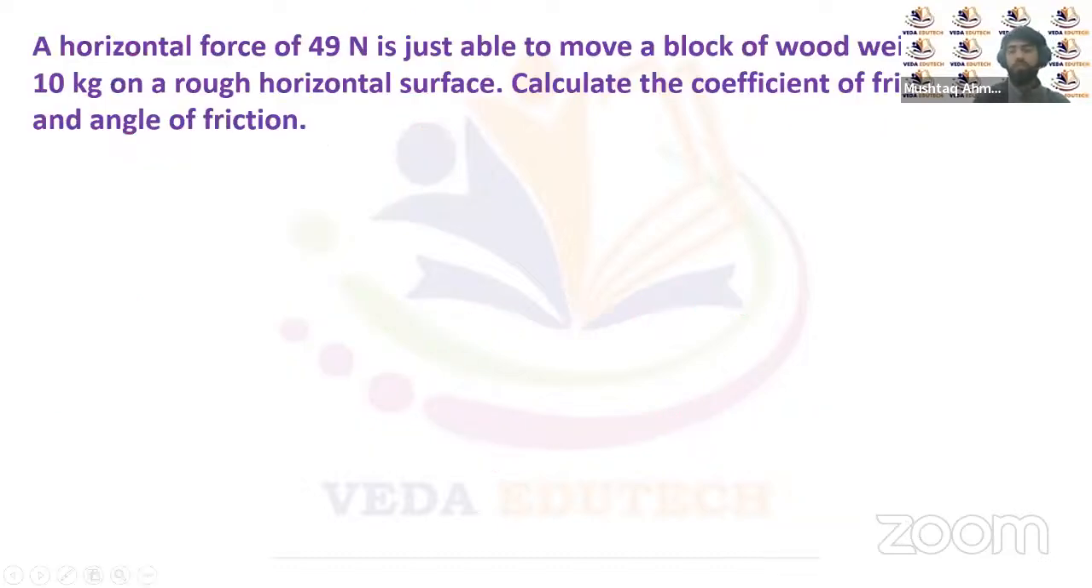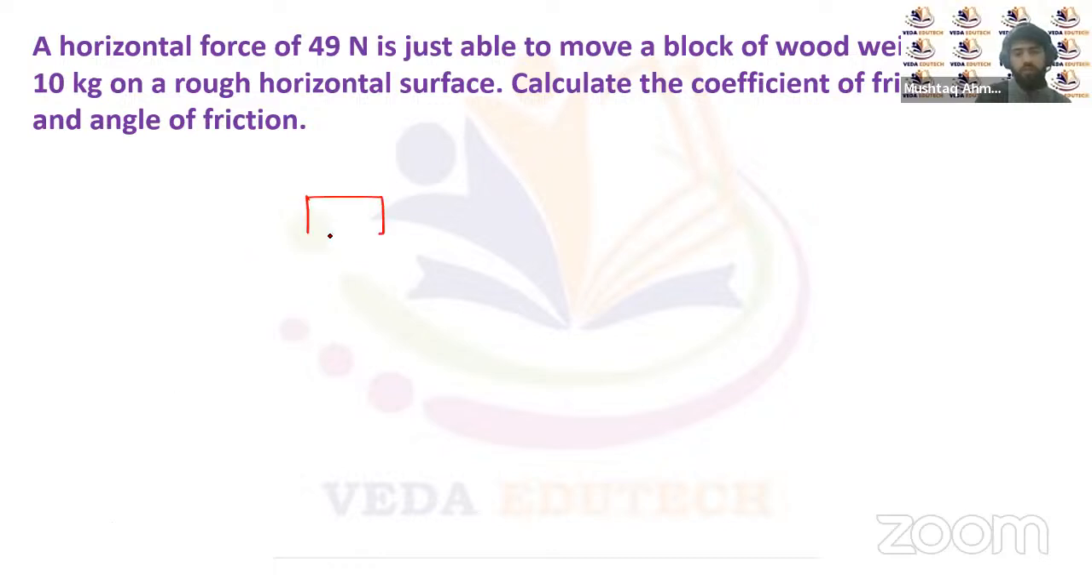So let's try to see this problem right here. A horizontal force of 49 Newton is just able to move a block of wood weighing 10 kg on a rough horizontal surface. The question says "just able to move." We said that the angle of friction is the angle at which the block just starts its motion, or is at the verge of starting its motion. The same statement is given here. Calculate the coefficient of friction and the angle of friction. So a horizontal force is there, we'll just draw the diagram here.